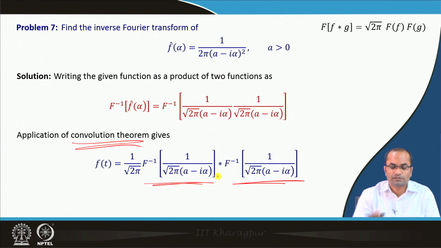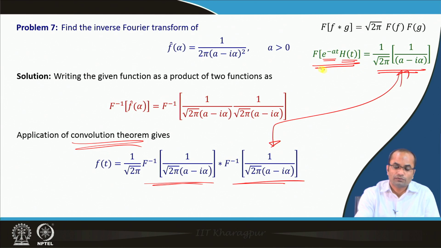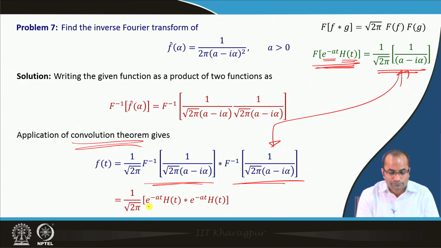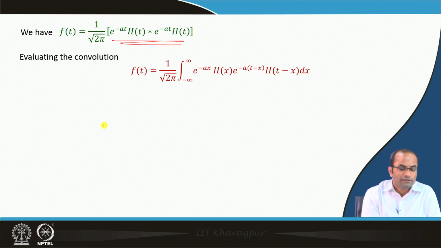Now, the question is what is this f inverse of this 1 over square root 2 pi a minus I alpha. And if you recall from the previous lecture, we have done this Fourier transform of e power a t, the Heaviside function of t, and it was exactly this one. So, we know now the inverse of this is e power minus a t h t. So, here we have then e power minus a t h t and e power minus a t h t and the convolution of the two. So, having this convolution now we can evaluate this.